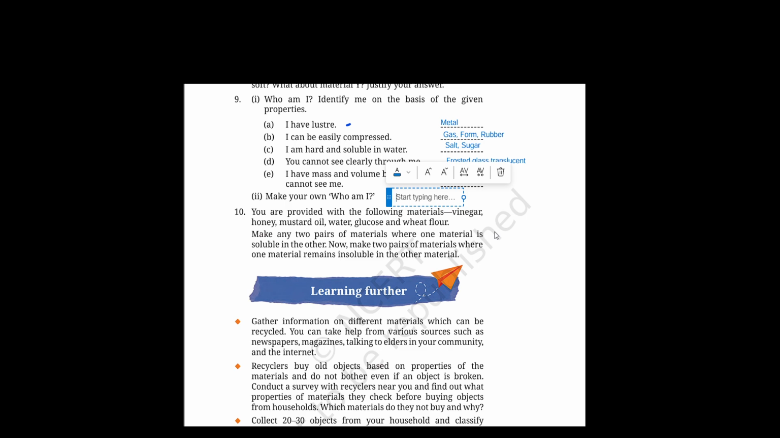Question 10. You are provided with the following materials: vinegar, honey, mustard oil, water, glucose and wheat flour. Make any two pairs of materials where one material is soluble in the other. So we have to make pairs in which one material becomes soluble in the other material. Now make two pairs of materials where one material remains insoluble in the other material.